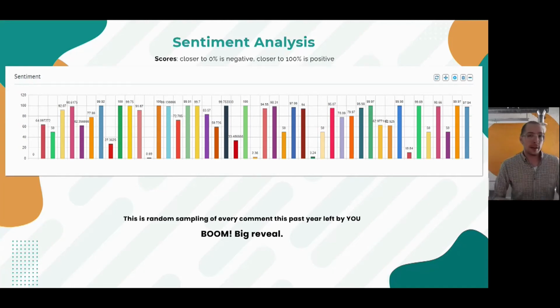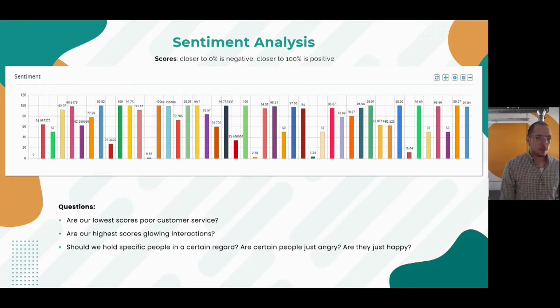Now, I want to be clear here that the data that we're using is clearly anonymized. We have removed any identifying information. But I also want to be clear that the data in this case could probably lead you to some maybe false conclusions, some good ones. Maybe this could go a bunch of different ways. Specifically, are our lowest scores poor customer service? Are our highest scores glowing reviews, right?